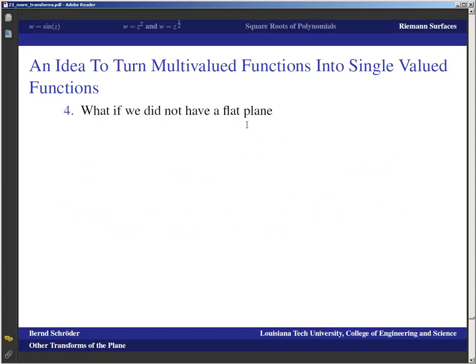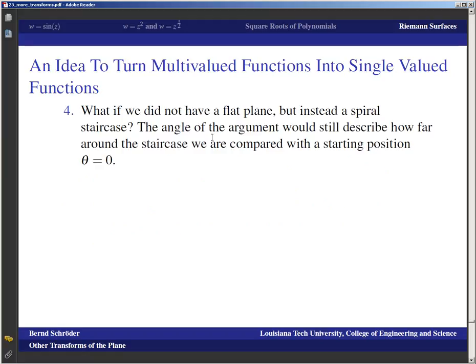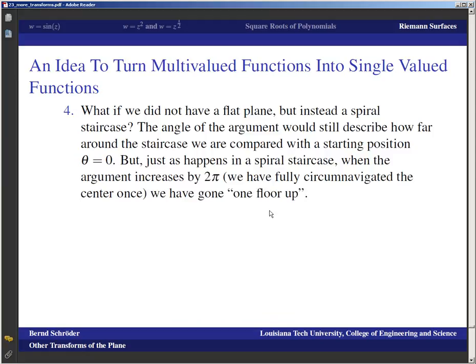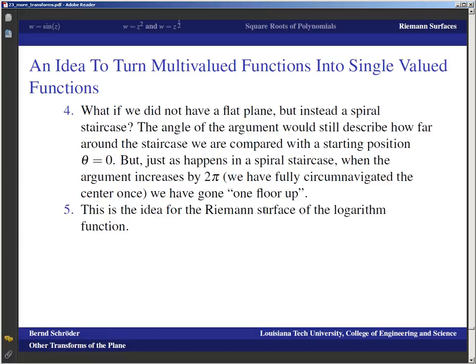What if we did not have a flat plane, but instead something like a spiral staircase. Basically, the angle of the argument would still describe how far around the staircase we are compared with the starting position, theta equals 0. But now, just as it happens in a spiral staircase, when the argument increases by 2 pi, which would mean we fully circumnavigate the center once, we would have gone one floor up. And that means we're no longer discontinuous because now we're on a different floor, right? And that's basically the idea for the Riemann surface of the logarithm function.